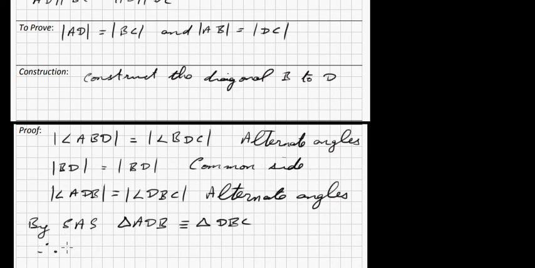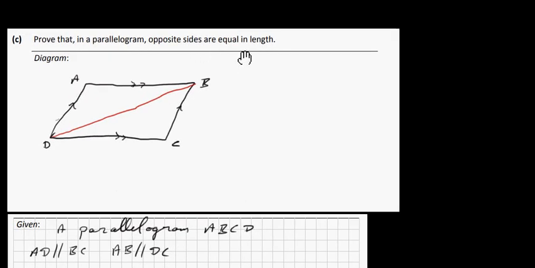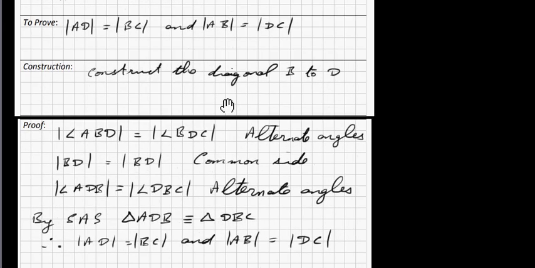Therefore, we can say AD is equal to BC and AB is equal to DC. So this side is equal to this side and this side is equal to its opposite side. And that's all we were asked to prove here, that the opposite sides are equal in length in a parallelogram. And that is it for this question.